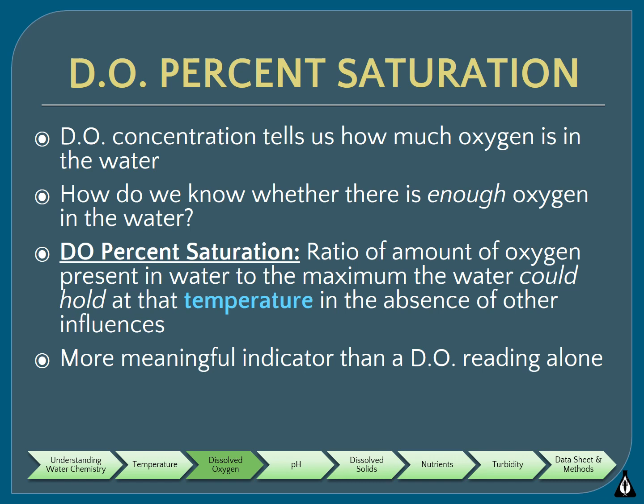Another helpful way that we can represent dissolved oxygen is by percent saturation. So dissolved oxygen concentration tells us how much oxygen is in the water. But how do we know if that's enough dissolved oxygen? So DO percent saturation tells us a little bit more about that. It's the ratio of the amount of oxygen present in the water to the maximum the water could hold at that temperature in the absence of any other influences. It's a little bit more meaningful than just the DO reading alone.